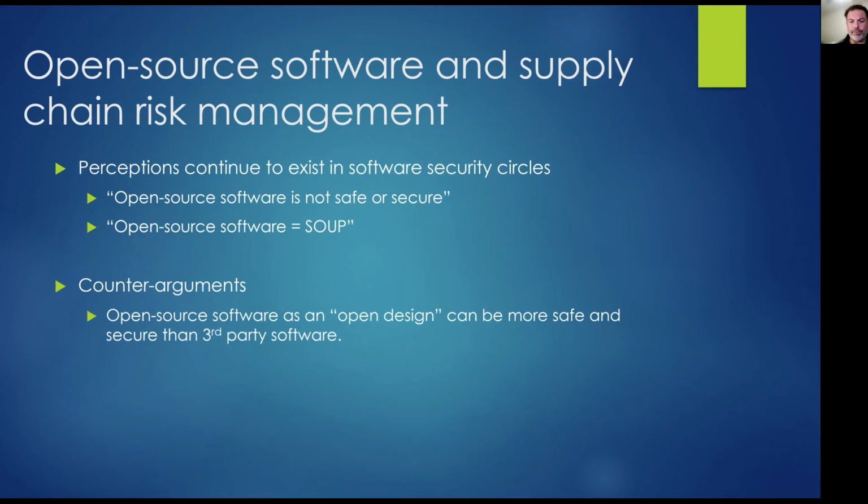Open source software, as an open design, can be more safe and secure than third-party software, primarily because of the skill sets in the communities and the broader scope of resources that are looking at some of these open source software codes. They can actually identify vulnerabilities more so than, say, a single group of a design team in a third-party supplier. So the benefits of open design can be there as long as it can be leveraged.